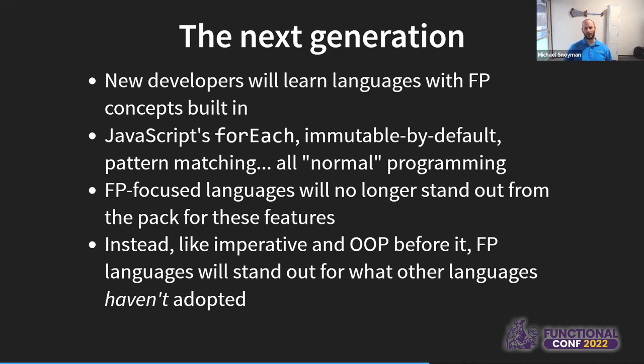If someone comes up to me at a JavaScript conference and they say, hey, I heard about this Haskell thing, why should I use it? And I say, well, it's got immutability. They'll say, yeah, so does Rust. I say, oh, well, it's got closures. Like, yeah, so does JavaScript. None of these things are really going to help things out.